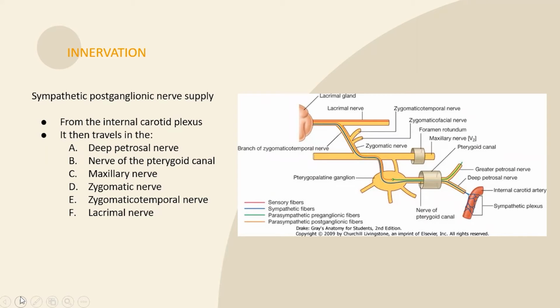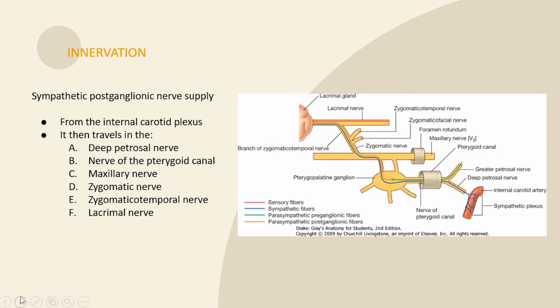Sympathetic innervation is responsible for the regulation of the blood flow through the lacrimal gland and the glandular secretions. This illustration that is being shown to you shows the pathways of the different fibers that were being mentioned earlier.